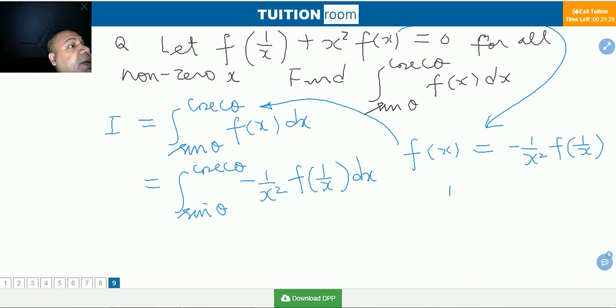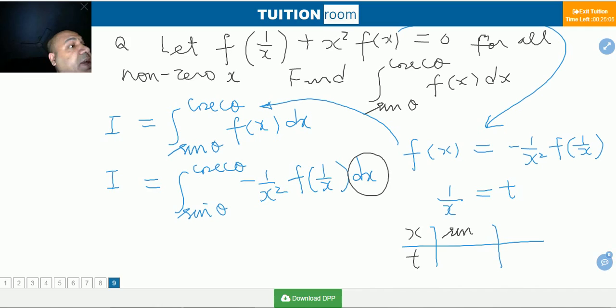Now, if we use 1 by x as t, then two things I am going to calculate. One, I am going to change the limit. My older variable is x, my new variable is t. Here the limits are sine theta to cosec theta. If we reciprocate these, we will get cosec theta and sine theta. Sine theta and cosec theta are reciprocals of each other.